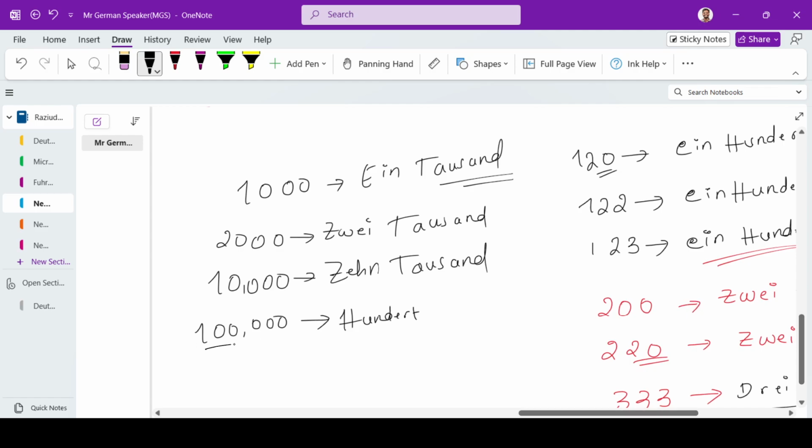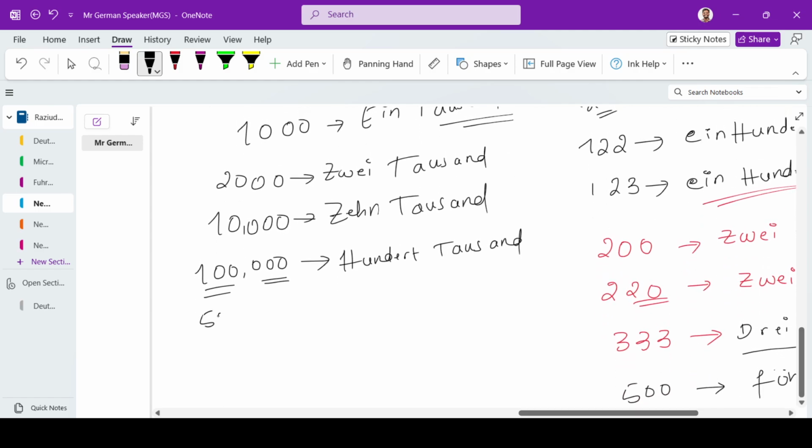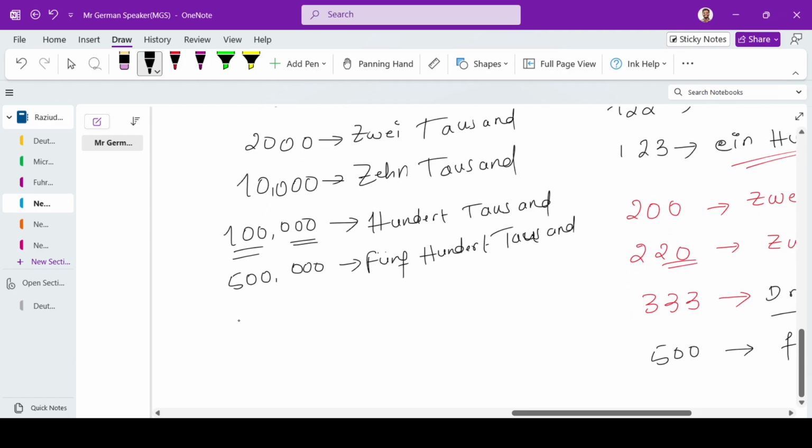100 is like this, and this is a thousand, right? Thousand, 100,000. Someone wants to say 500,000, 5 lakh, 500,000. So don't write it thousand, thousand. It is an English word, but in German it's thousand, tau, thousand.